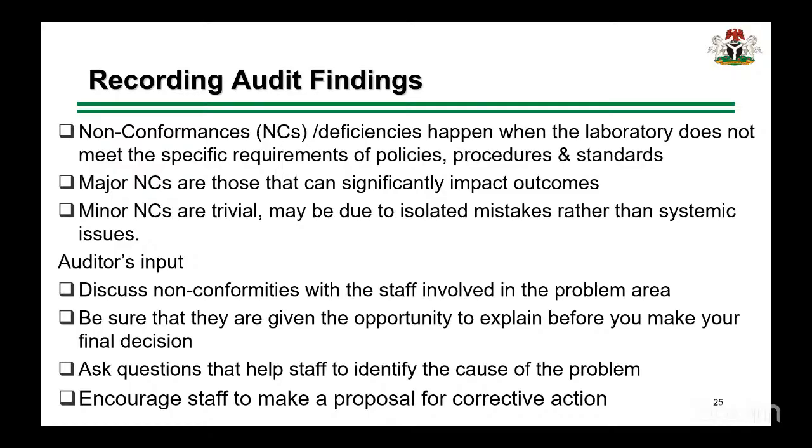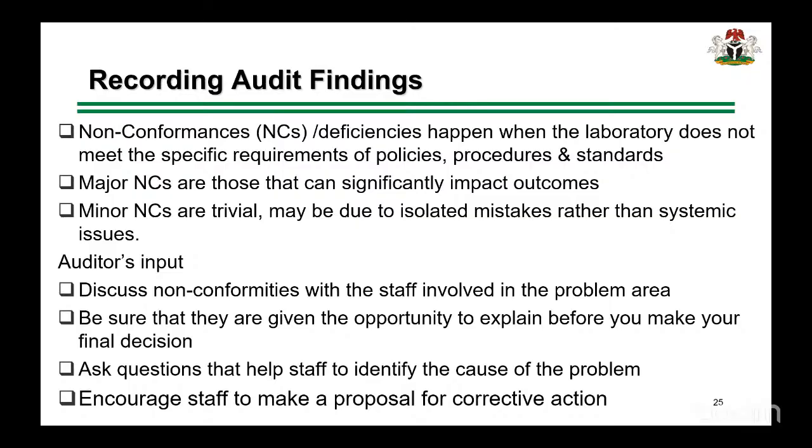Any non-conformance that can significantly affect the patient or the outcome is a major non-conformance. For example, if you don't run quality control, it can affect the outcome of a result. That is a major non-conformance. If you don't wear a face mask or PPE, it may not actually affect the outcome of the result. That is a minor non-conformance. But a lot of safety issues are also regarded as major non-conformances.